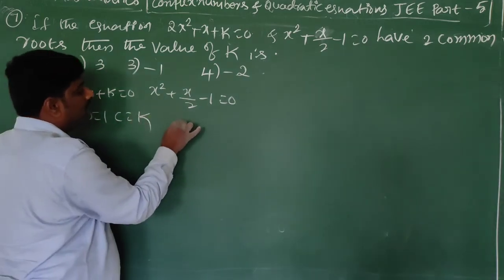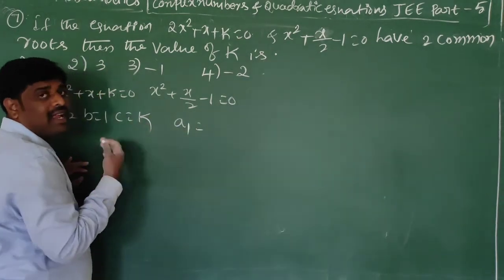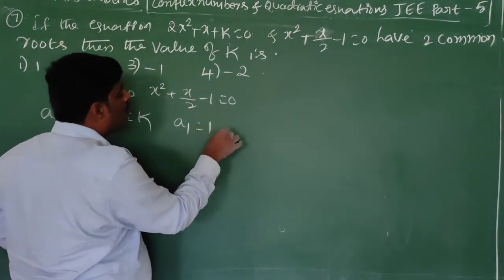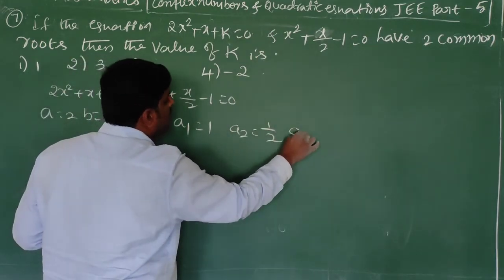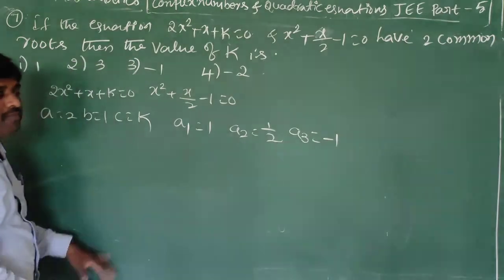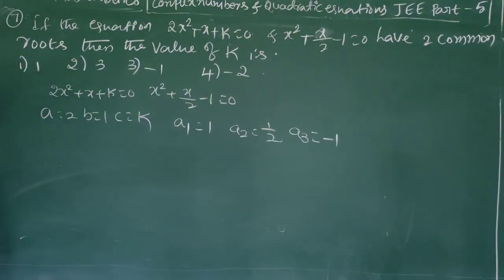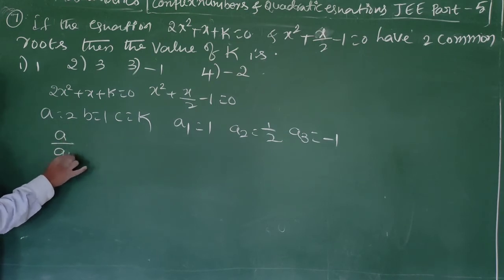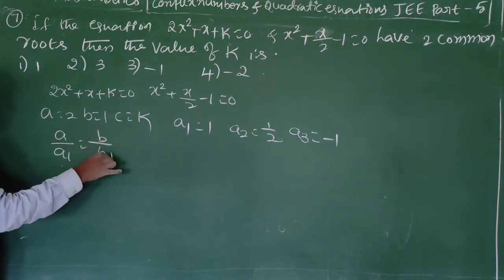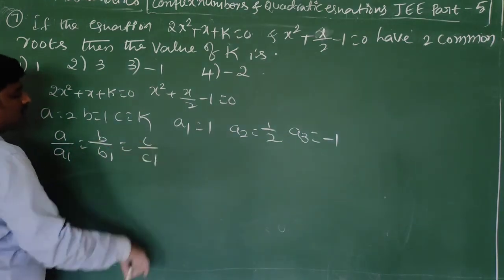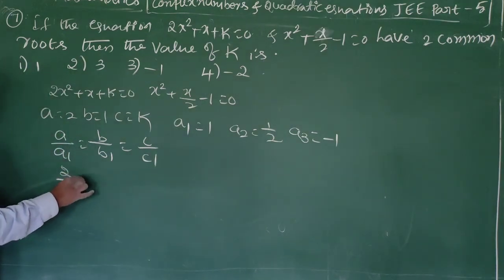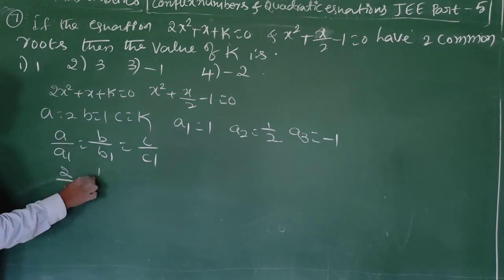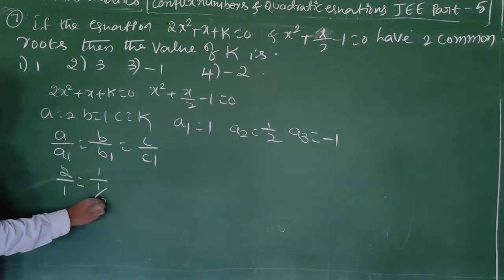Here I will take a1 or a dash. a1 is equal to 1, a2 is equal to 1 by 2, a3 is equal to minus 1. So we have one formula, the two common roots formula: a by a1, b by b1, c by c1. What is a? 2 by 1. So 1 divided by 1 by 2.